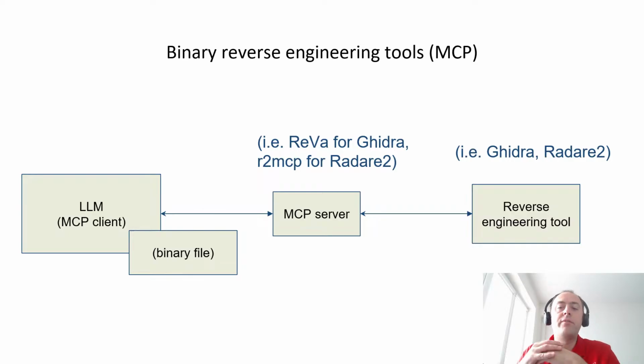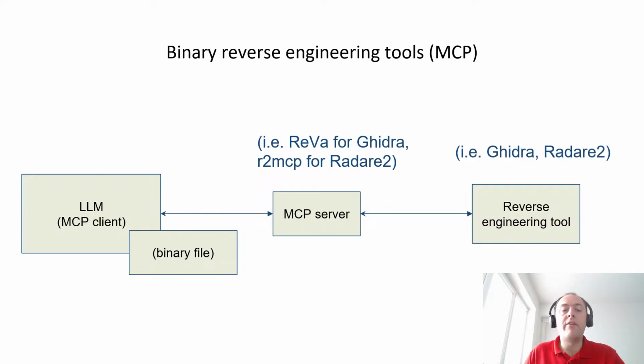On the other hand, apart from plugins, we might also have MCP servers built for those tools. So nowadays, many people talk about MCP, which stands for Model Context Protocol. MCP is pretty much a de facto standard way for LLMs to interact with external tools to facilitate the process of analysis that we expect the LLM to perform. So the way this works is that, for example, for Ghidra, we have ReVa as an MCP server, or for Radare2, we have R2MCP.